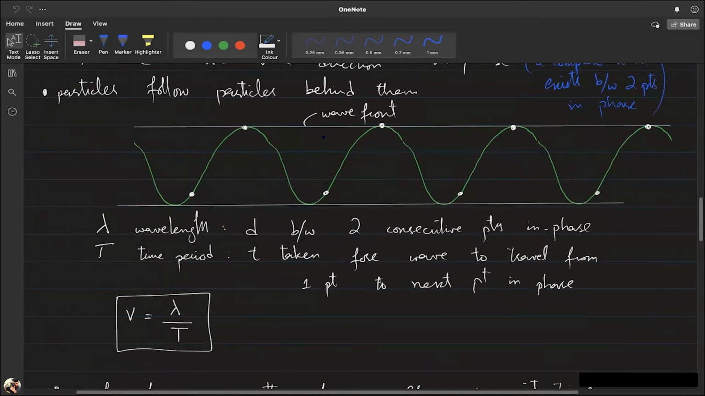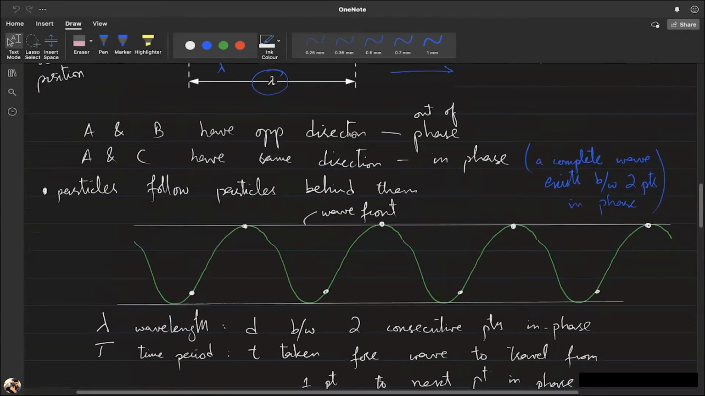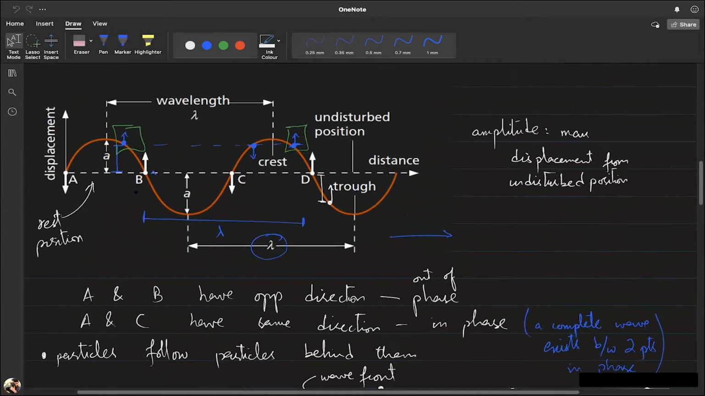Then we said that there's a thing called being in phase. So particles that had the same displacement, same direction from the rest position, they were in phase. So any two points that are in phase, we find how far they are, and that's wavelength. And we find how much time it takes for the wave to get there. So that is the time period. So lambda over T comes from there. So lambda is the distance between two consecutive points in phase, and time period is the time taken for the wave to travel from one point to the next point in phase. So that's how these are. So we went through all of this.